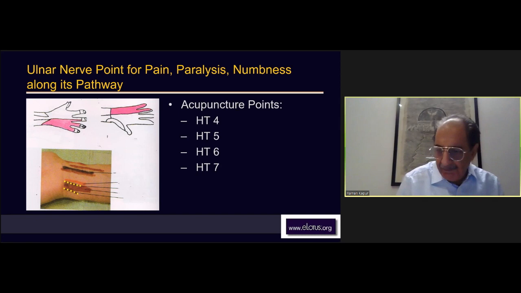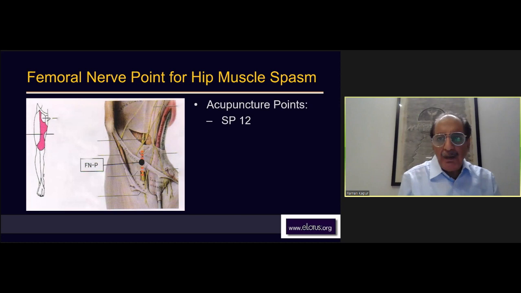Then I come to the lower limbs and share with you the femoral nerve point, which we are using for hip muscle spasm. We all know, if you see on the left-hand side of your screen, the femoral nerve supplies the anteromedial side of the thigh. And the femoral nerve point which we will prick is the point spleen 12. But in addition to that, you can also see I have made the yellow dots there, which shows additionally that in addition to pricking at spleen 12, you will also prick along the pathway of the femoral nerve to get commensurate results.